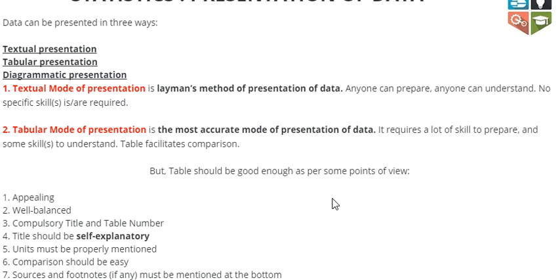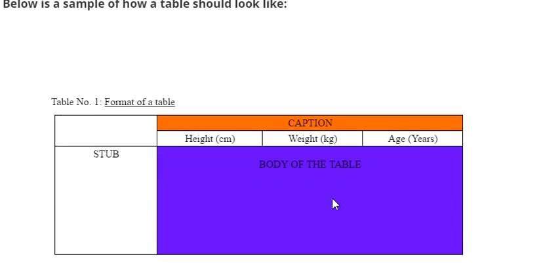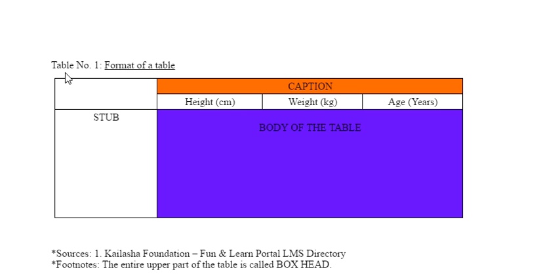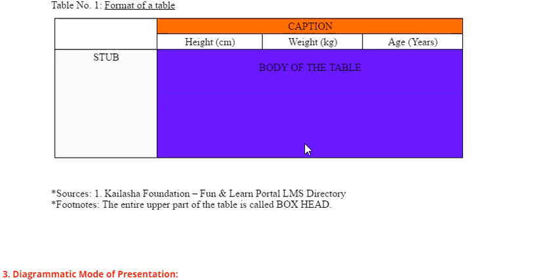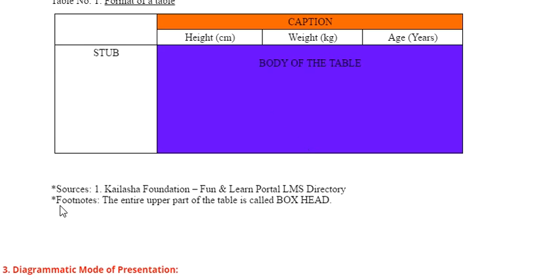Let us see an example, a sample table. The format of a table: table number, title, this is your stub, the left column is stub, this is your orange strip. No, color is not necessary. This strip is the caption. And this entire upper part is called the box head. The blue highlighted area is the body of the table. Here you write sources and footnotes.